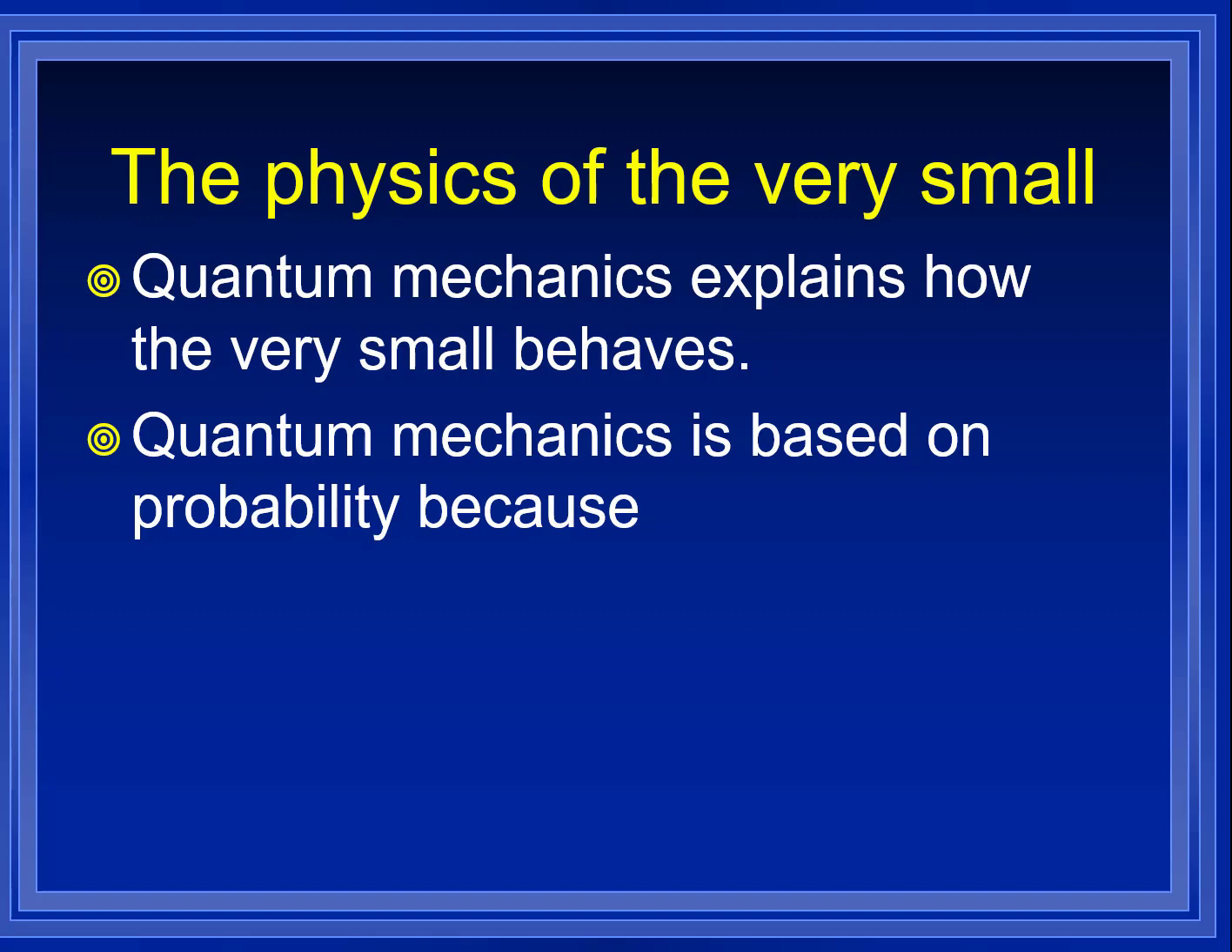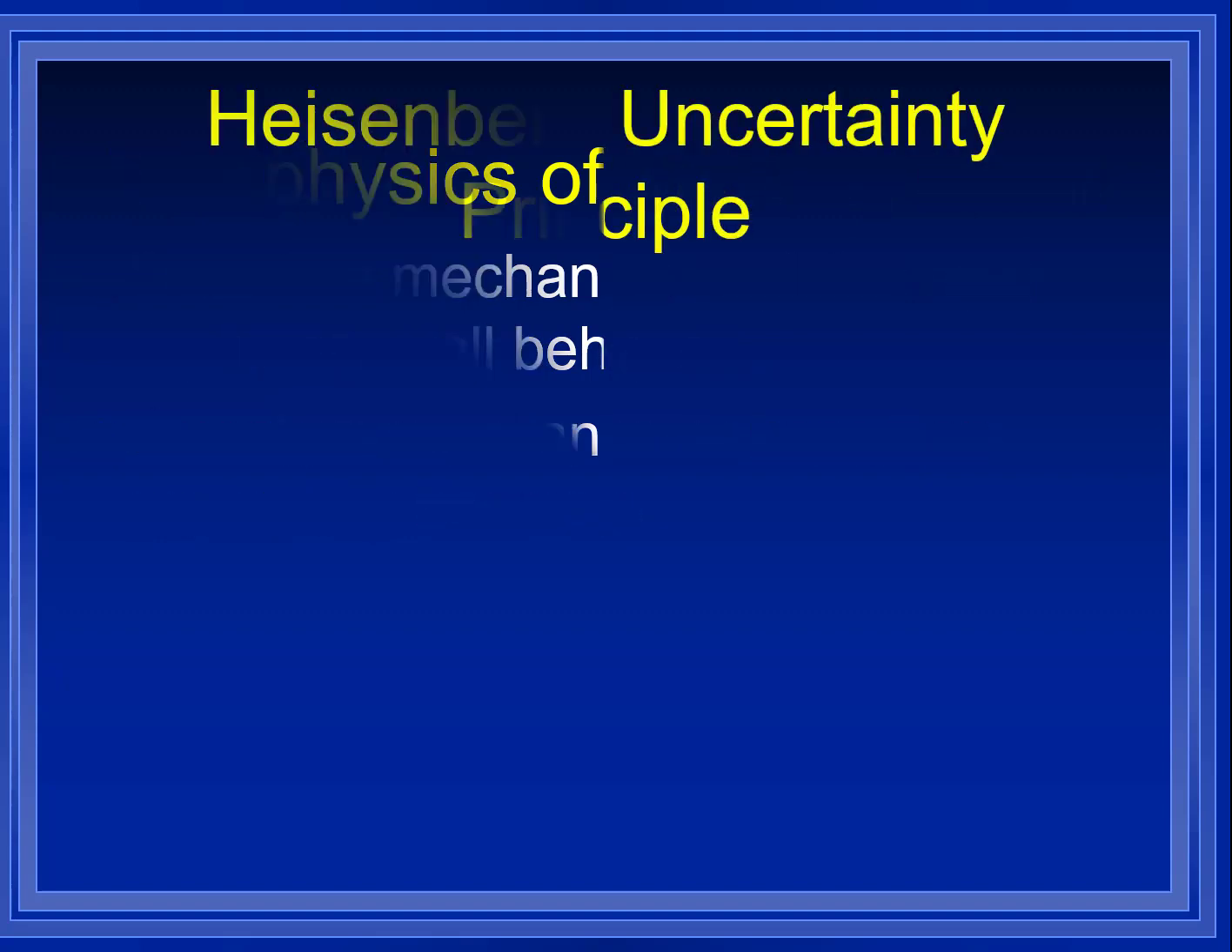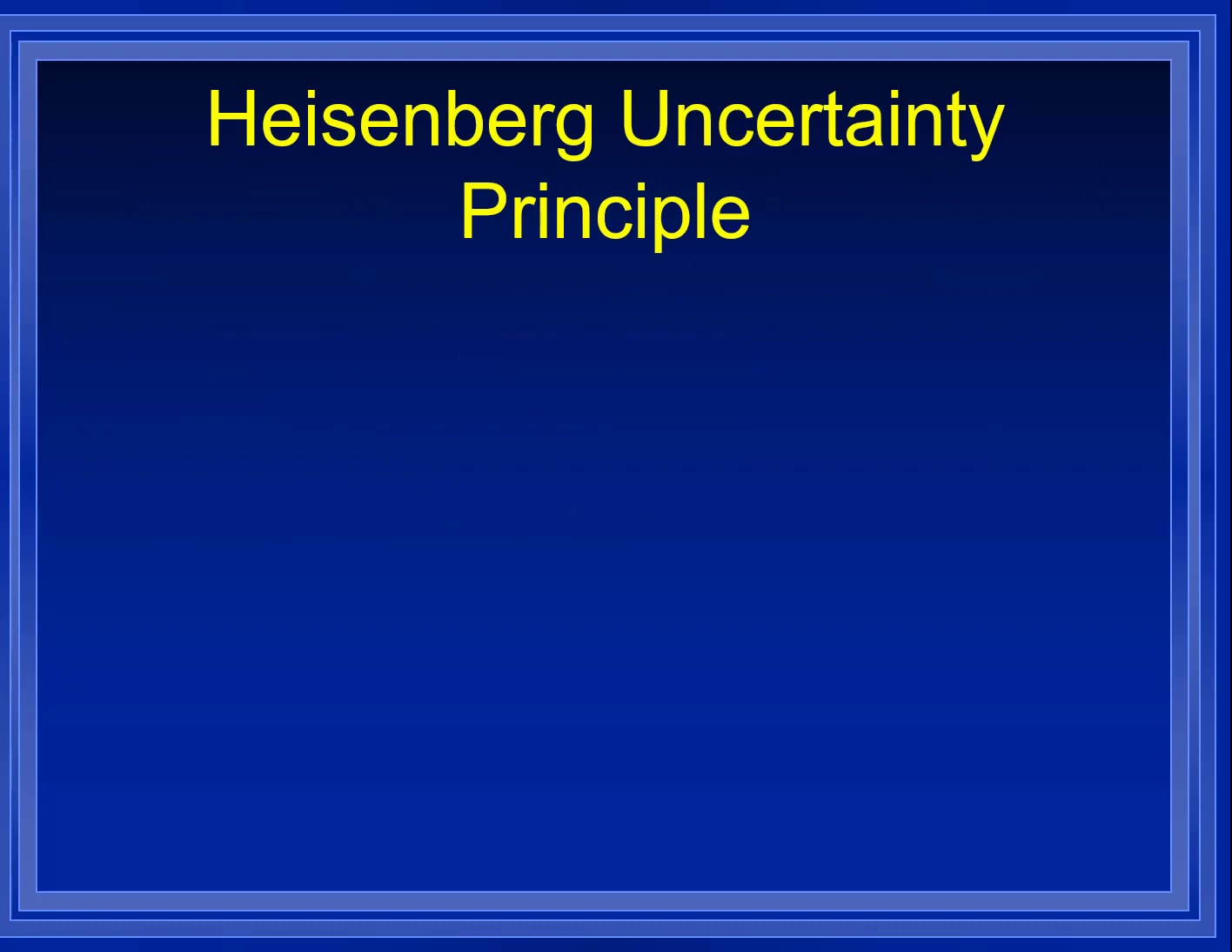I mean, if we were to take a map of this school and say, where would you find a student? You'd probably show lots of things in the classroom, good chance to find them in the classroom, small chance of finding them in the kitchen, smaller chance of finding them in the staff restroom. But why is quantum mechanics based on probability? Well, ultimately, it's because of something called the Heisenberg uncertainty principle.